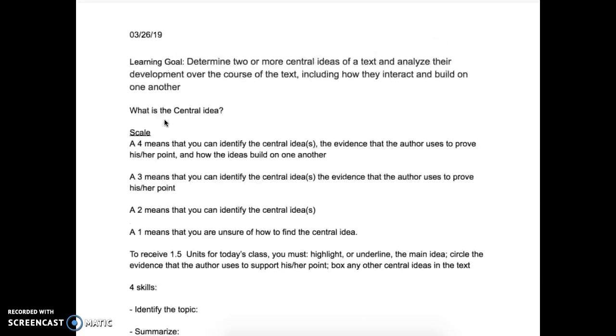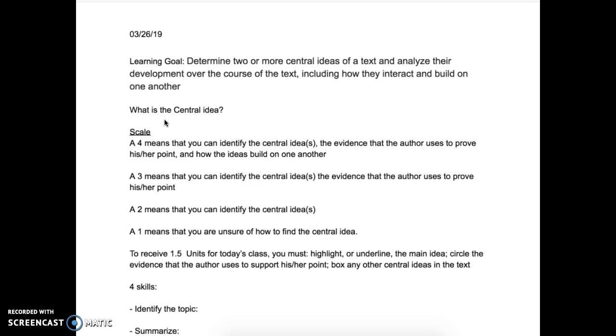Hello and welcome to this Tuesday Newsday 326, where our learning goal is to determine two or more central ideas of a text and analyze their development over the course of that text, including how they interact and build on one another. What is the central idea? That is kind of the main goal of our lesson today.